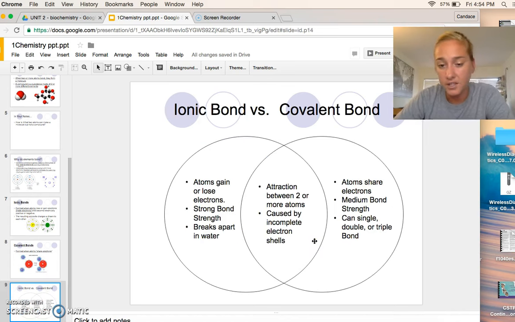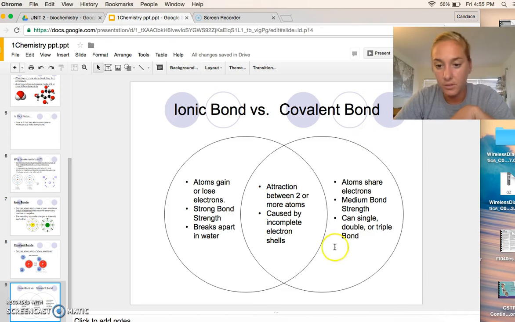This is a chart that kind of just summarizes the difference between the ionic and covalent bonds. This is probably something that would be good to write down. So in the ionic bonds over here on the left, atoms gain or lose electrons. This is a very strong bond strength because of that magnetic like aspect of the bonding is strong. And then we will talk about this last part probably next week, but ionic bonds break in water, so water can dissolve an ionic bond well.